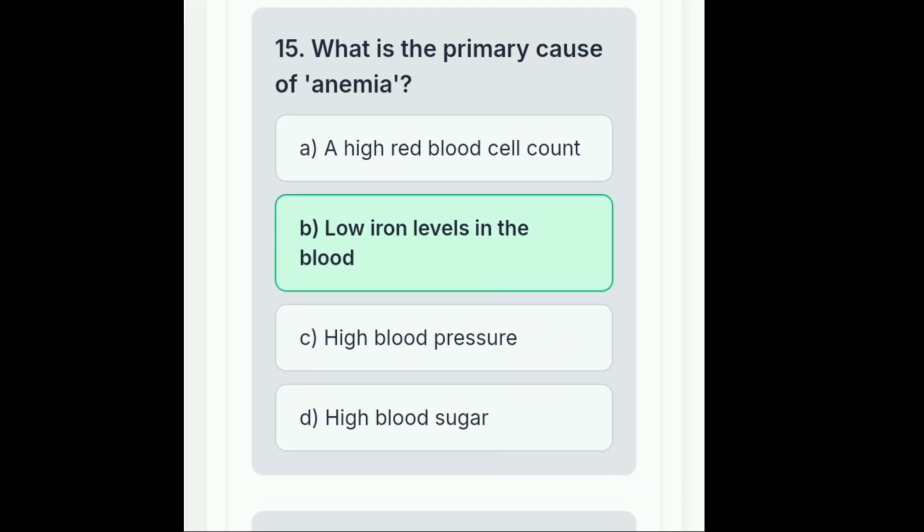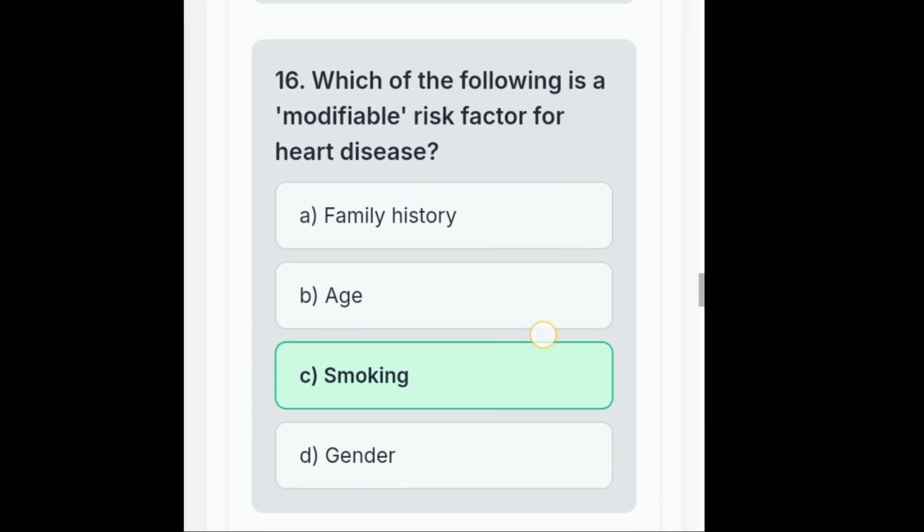What is the primary cause of anemia? Option A, high red blood cell count. Option B, low iron levels in the blood. Option C, high blood pressure. Option D, high blood sugar. So the answer is B, low iron levels in the blood.